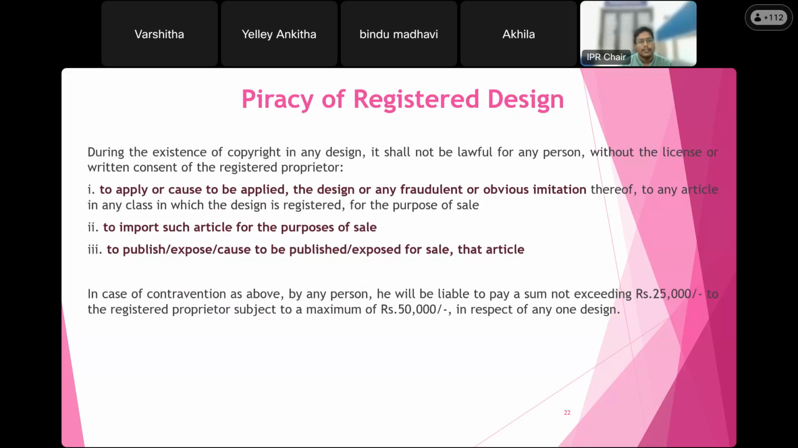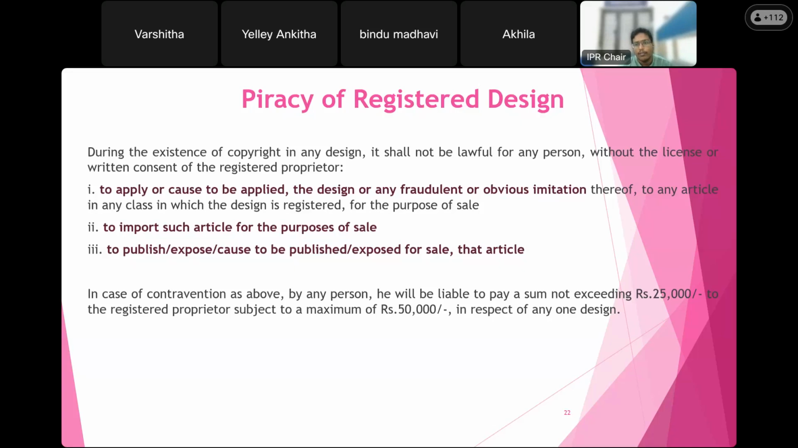During the existence of copyright in any design, it shall not be lawful for any person, without the license or written consent of the registered proprietor, to do the following. This is piracy of a registered design: to apply or cause to be applied the design or any fraudulent or obvious imitation thereof to any article in any class in which the design is registered for the purpose of sale, to import such article for the purpose of sale, or to publish or expose, or cause to be published or exposed, that article for sale. So this explains what piracy is.